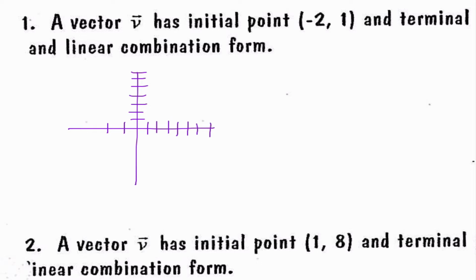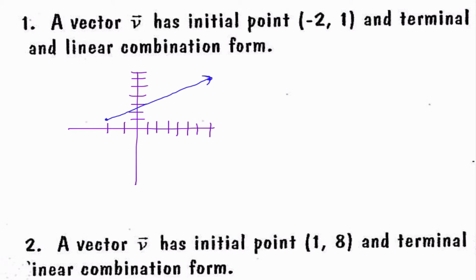The graph itself is just going to show us what our answer actually means. So this vector starts at -2, 1, so I'm going to put a point there. And the terminal point is at 7, 6. And we know it starts at the initial, it ends at the terminal.